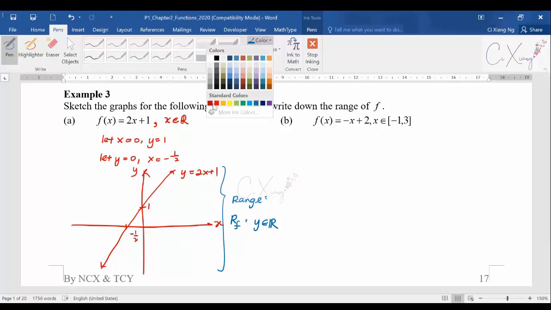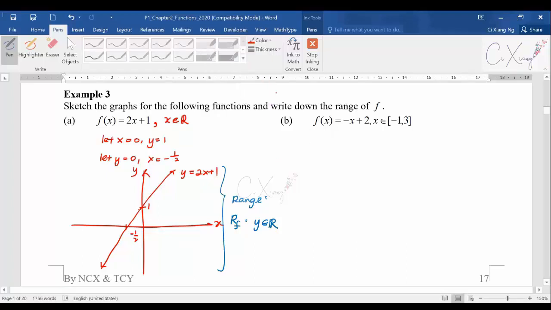Now how about part B? For part B, they give you the function here, and after that, they want you to focus on this domain only. The domain is from negative 1 until 3. When the domain is given in a specific range, you can substitute the value for negative 1. So you have negative 1 plus 2, you get 3. And also you can substitute the 3 into the function, and then what you have is negative 3 plus 2, and therefore you get negative 1.